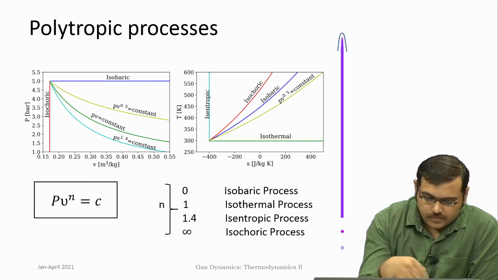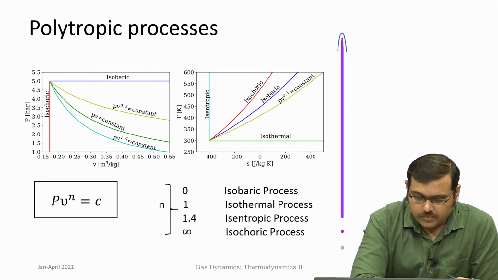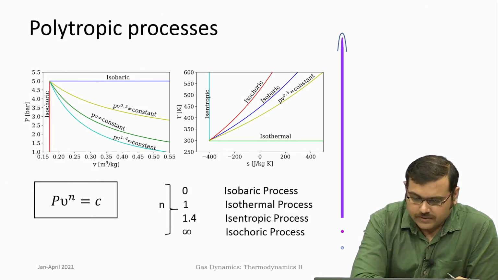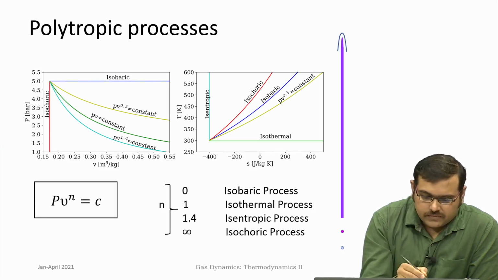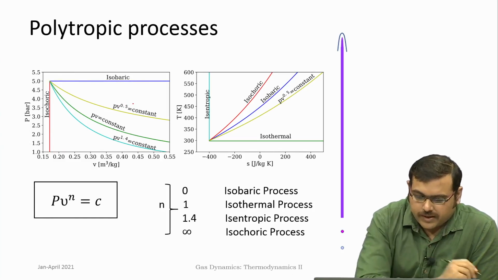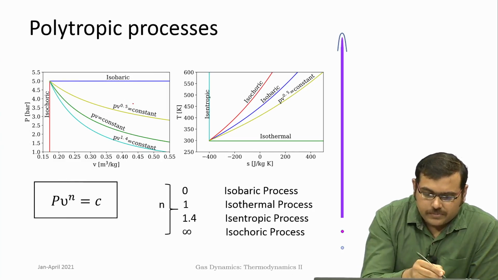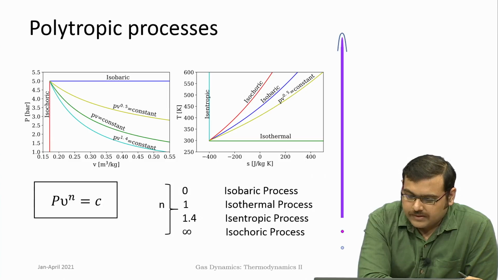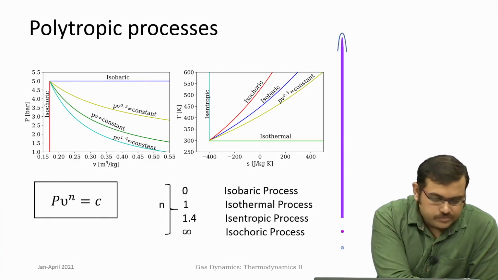So, by varying n, in a typical polytropic process, you can consider all these different processes, and it can have an arbitrary number also like 0.5, and this represents their representation in the PV and the TS diagrams.